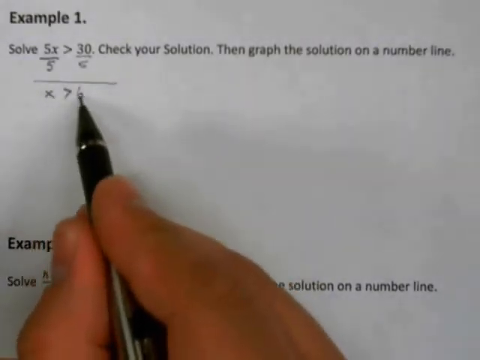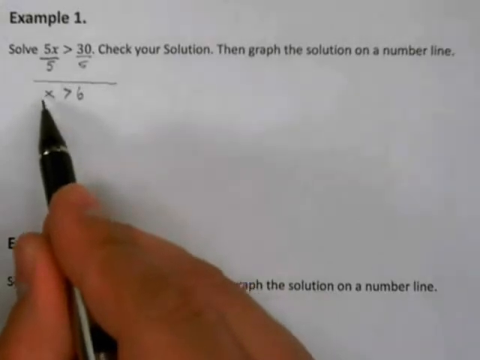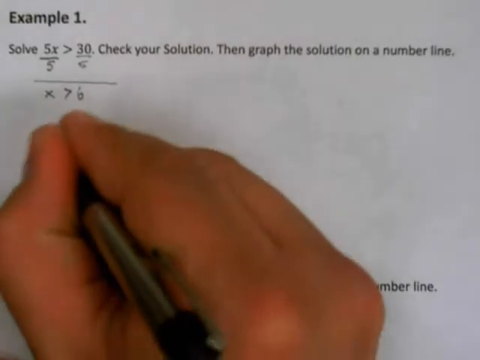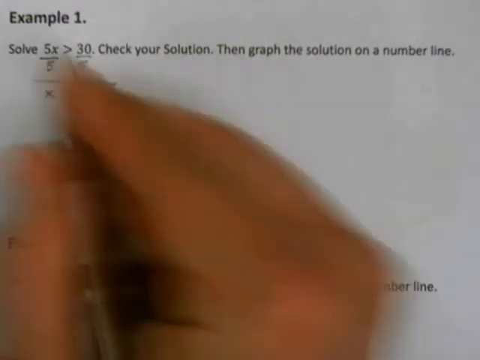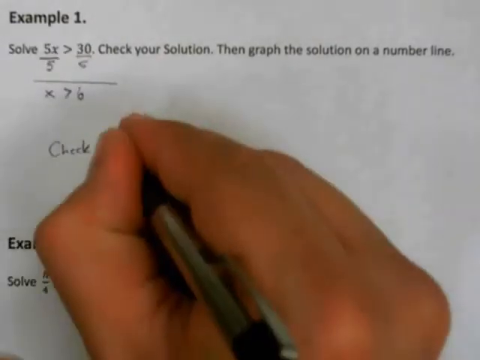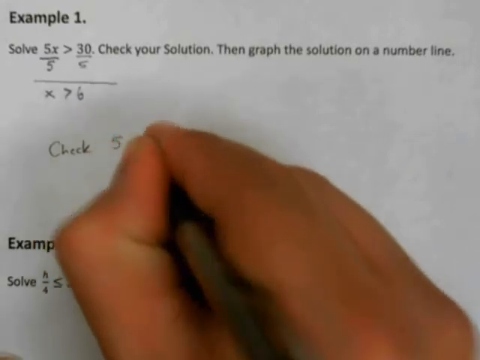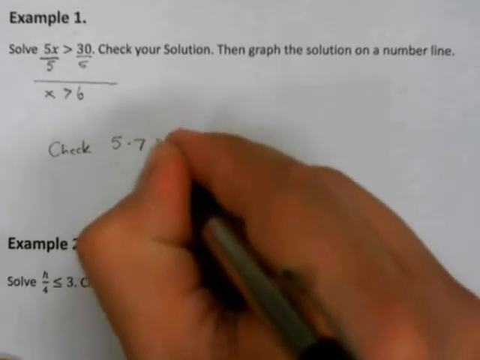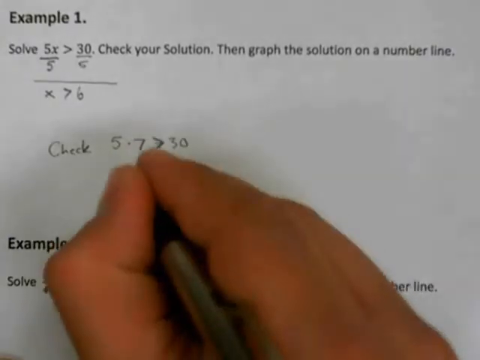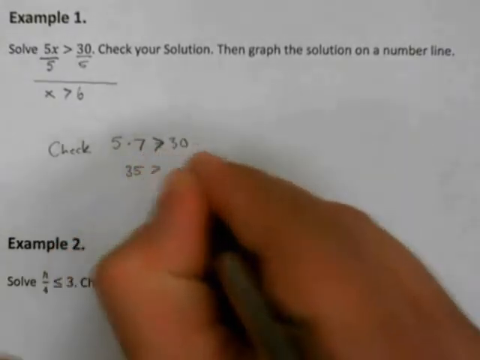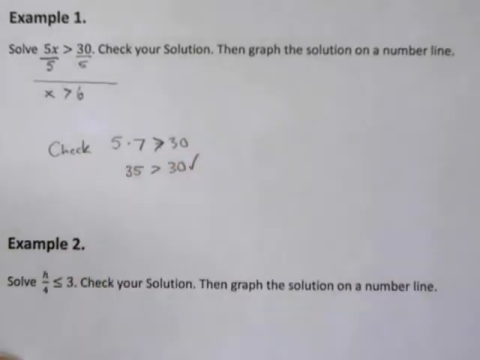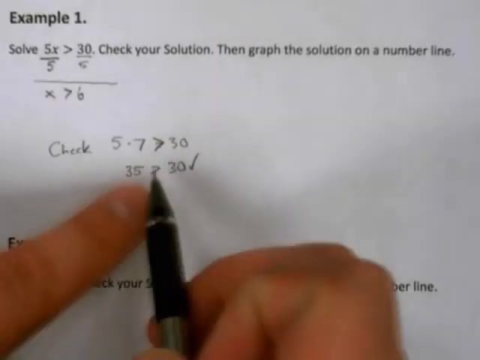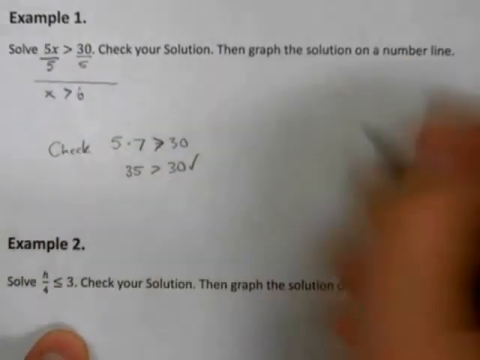So if we want to check our work, we're going to choose a number to make sure that this is correct. Let's choose 7 for x. We're going to plug 7 in for x. So we have 5 times 7. We want to see if that's greater than 30. 5 times 7 is 35, and that is greater than 30, so that checks out. It works. Okay, so we've checked our work.